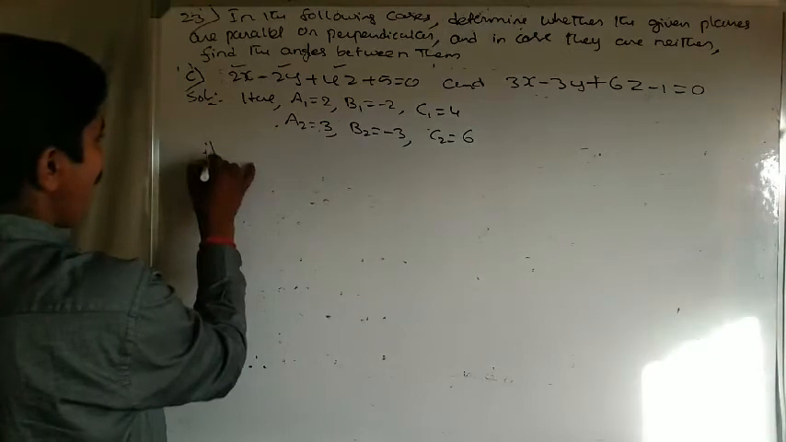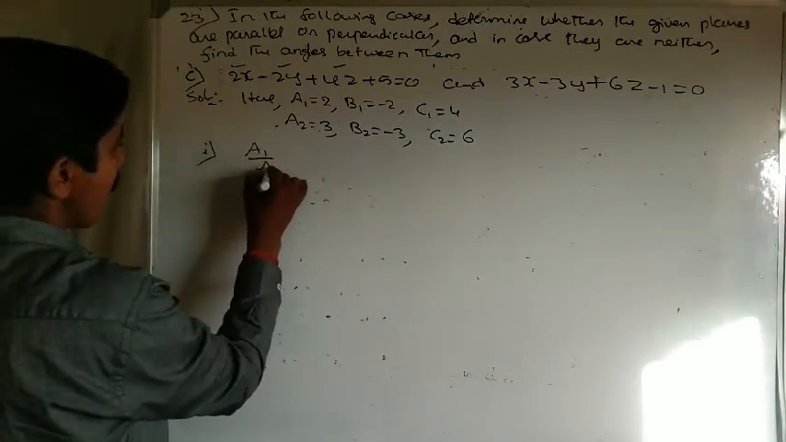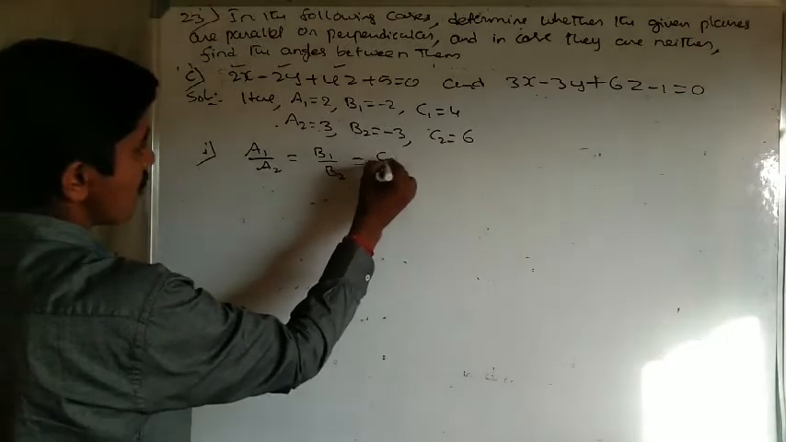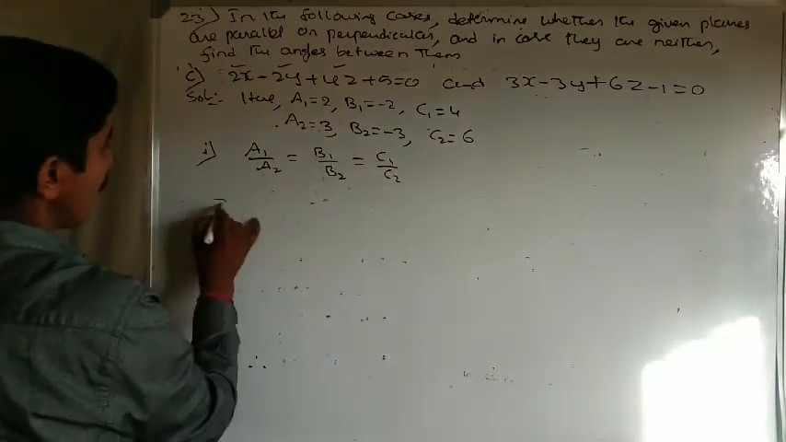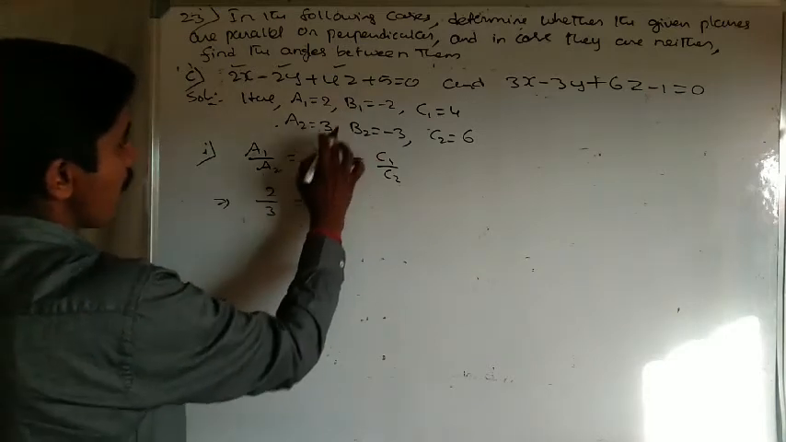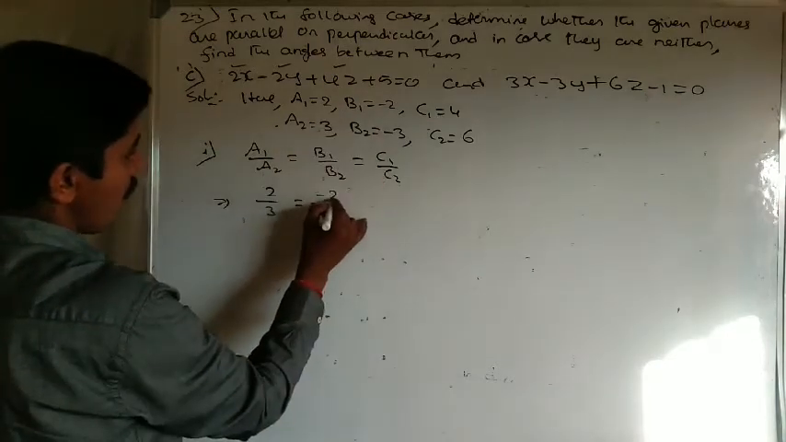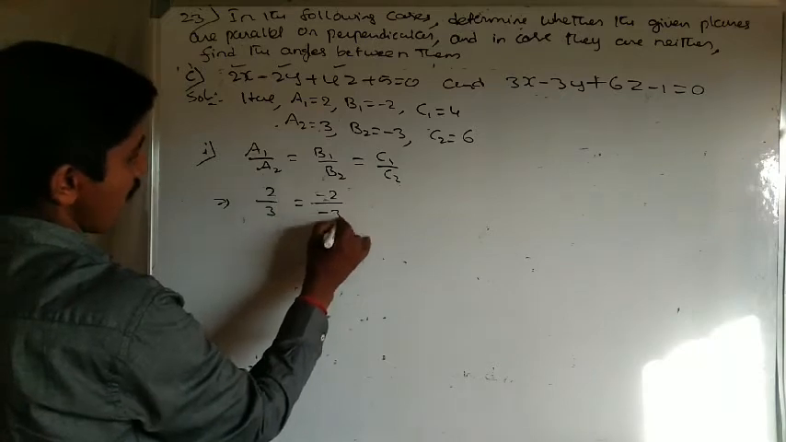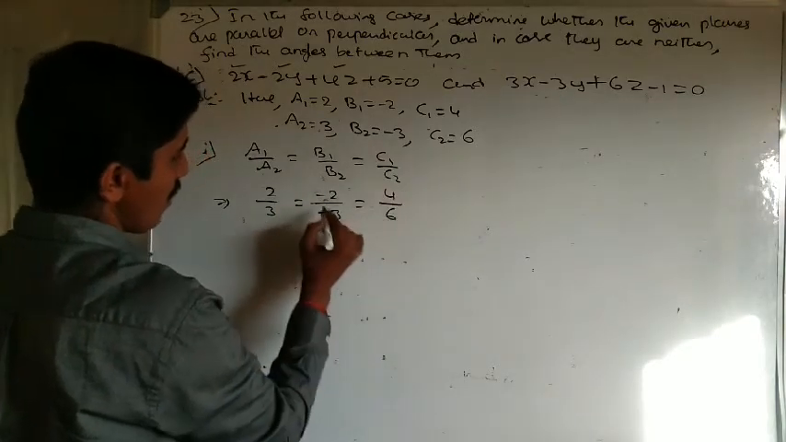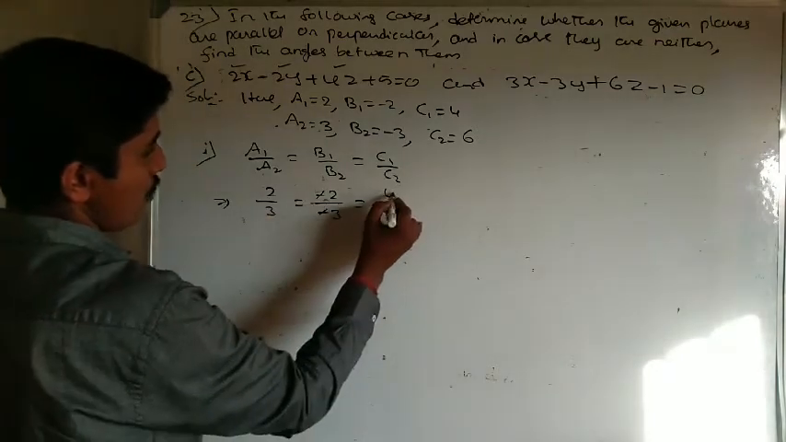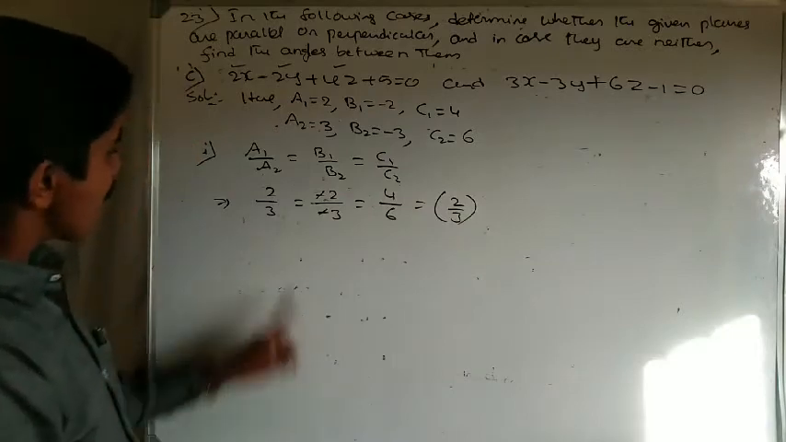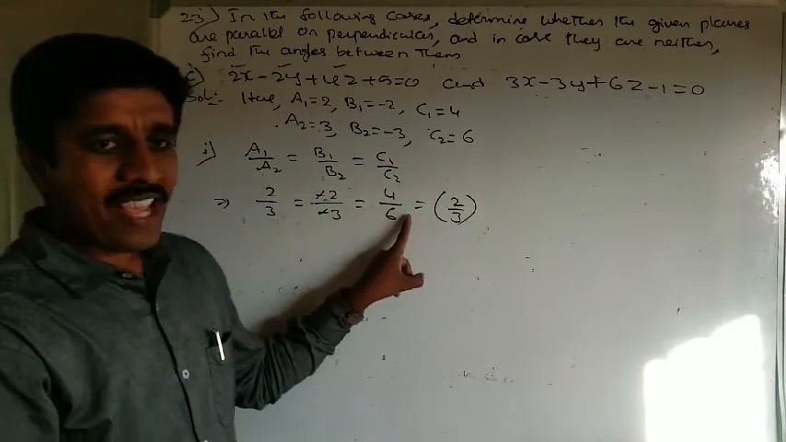Now verify whether parallel or not. A1 by A2 is equal to B1 by B2 is equal to C1 by C2. A1 value 2, A2 value 3; B1 is minus 2 divided by B2 value minus 3; C1 value 4 divided by C2 value 6. Minus minus gets cancelled. Each ratio value is 2 by 3. Correct, so the 3 ratios are equal.